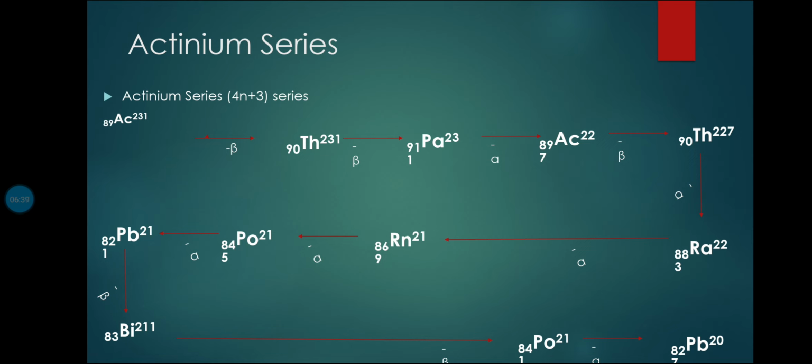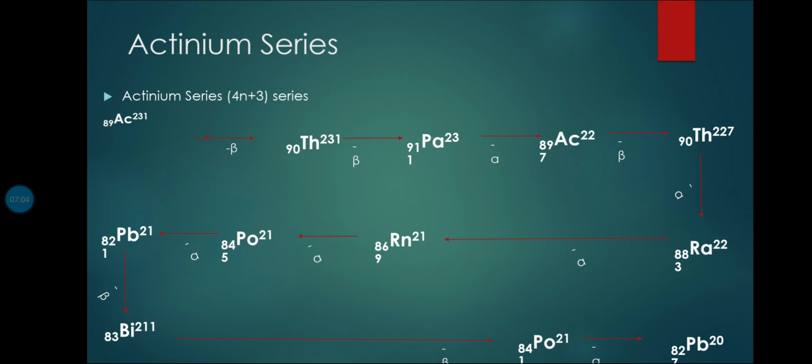Actinium 231, it emits a beta particle. Since a beta particle is emitted, the atomic number increases by 1. So 89 plus 1 is 90. And at the same time, the mass number remains the same.